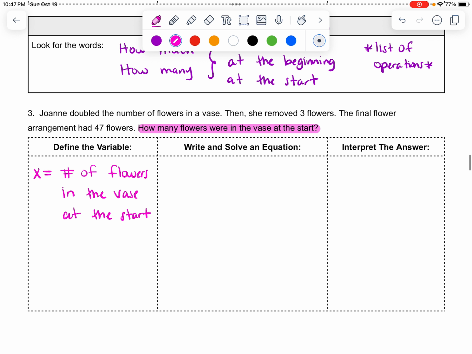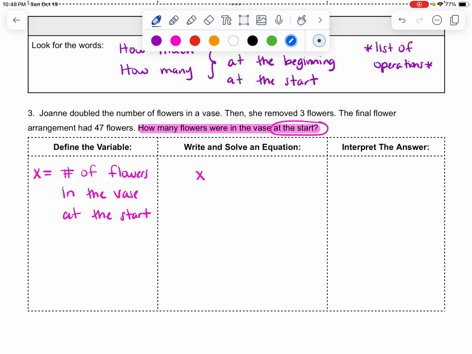Now again, I'm seeing the words at the start, which means there isn't going to be a pattern. And sure enough, if you read these words, it doesn't say that she removed 3 flowers every time. It doesn't say that she doubled the flowers every time. It just says she does everything once. So when that's the style of problem, the first thing you're going to write down is x. Then you're just going to do the operations.